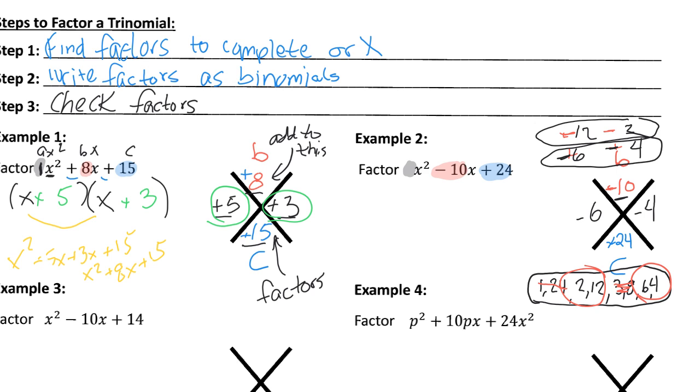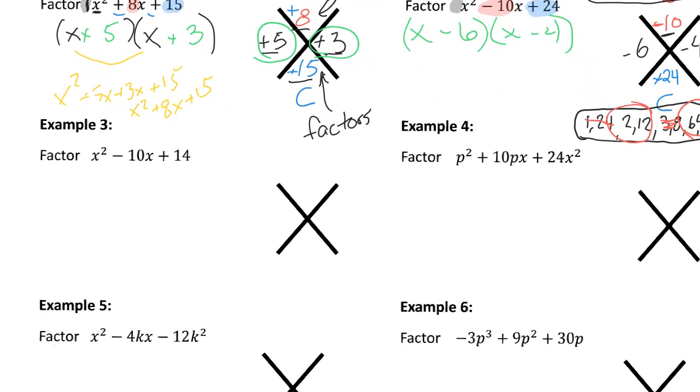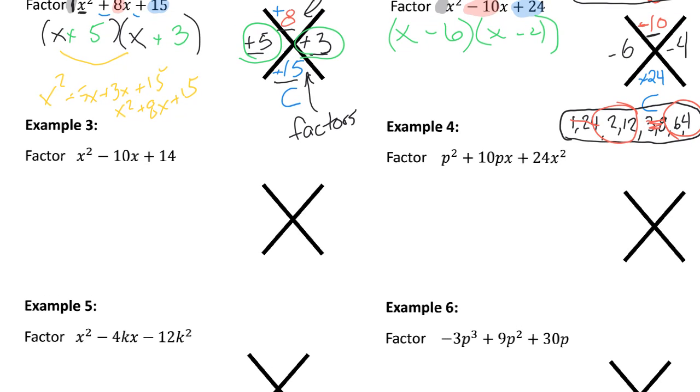So now that we have these factors, that's what we plug into our binomials. Again, our x just stays x, and then we have minus 6, minus 4. Always check your work, okay? So I want you to pause and try example 3.